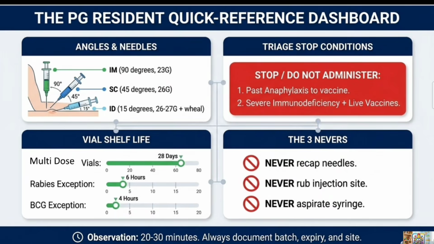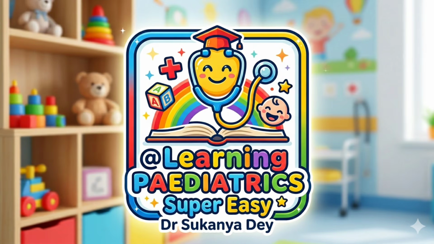After reconstitution, rabies vaccine can be used within 6 hours, BCG vaccine can be used within 4 hours, and varicella vaccine should be used within 30 minutes. Never recap needles, never rub the injection site, never aspirate the syringe. Observation is a must, 20 to 30 minutes. Always document batch, expiry, and site of administration. These are the guidelines followed in IAP.